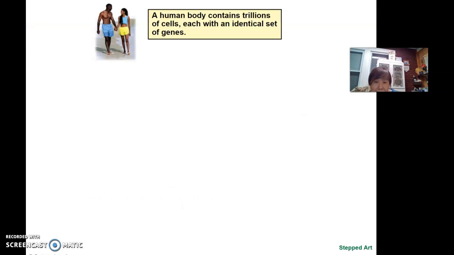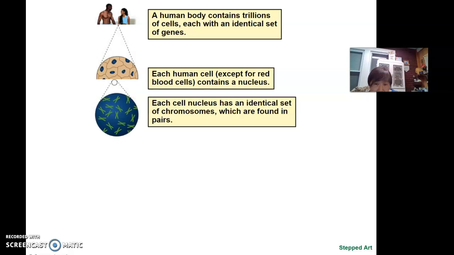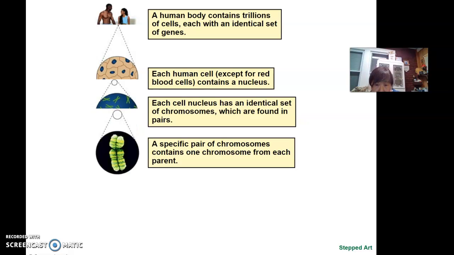And then here's the hierarchy of life. First, we start with the human body with a lot of cells. Inside of the cells, you have the nucleus. Inside of the nucleus, you have several sets of chromosomes. And for each pair, one is from your father, one from your mother.